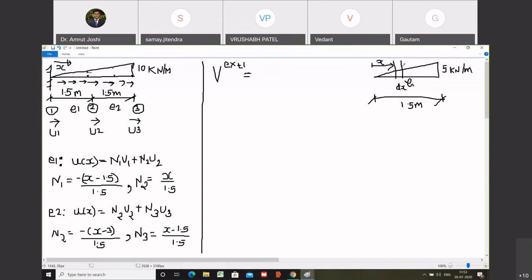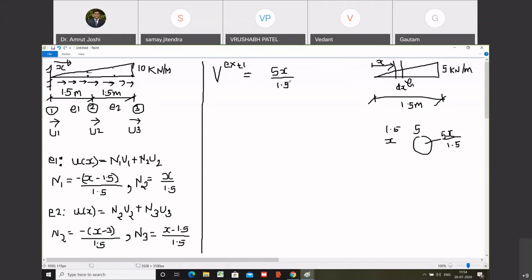So can you tell me what is the intensity of loading at distance x from the left end? Go distance 1.5, you shall get 5. So at distance x from the left end, the intensity that you get will be equal to x upon 1.5 into 5. So it is 5x upon 1.5. Do you agree with me? Yes. So I will write that here: 5x upon 1.5 is the intensity of axial loading at distance x from origin.